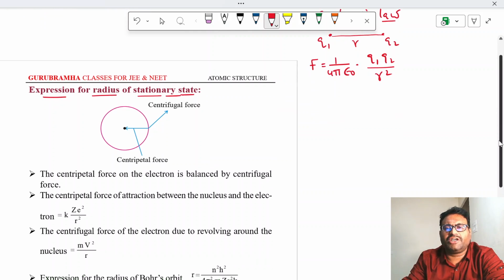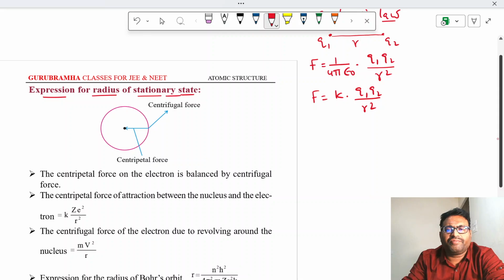Considering this attractive force, 1 by 4 pi epsilon naught can also be written as K, so F is equal to K into Q1 Q2 by r square, where K is equal to 1 by 4 pi epsilon naught. Epsilon naught is the permittivity of the vacuum. Everything we study here is in physics, simply the application of that equation that we are learning.